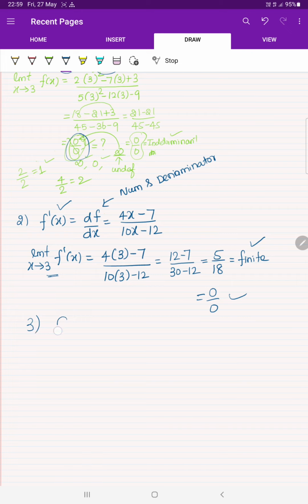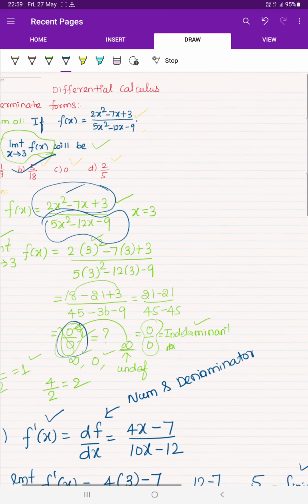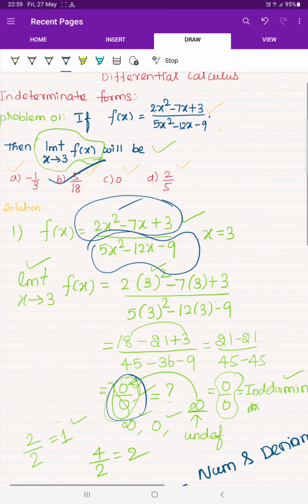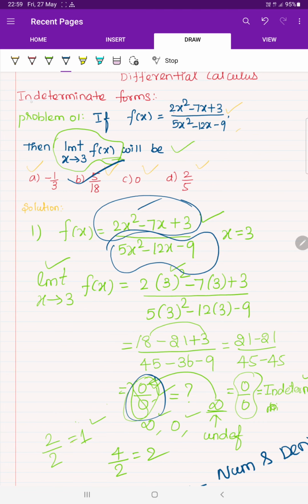Go to the third step. Again differentiate the function, then again substitute the limit. Once again if you are getting 0 by 0 form, then repeat until the final determinate value exists. So you have to repeat this procedure. This is how we are bringing the finite value for the indeterminate form of the function. That's why in this topic we are simply calling it indeterminate forms. So we are finding the solution for indeterminate forms only.